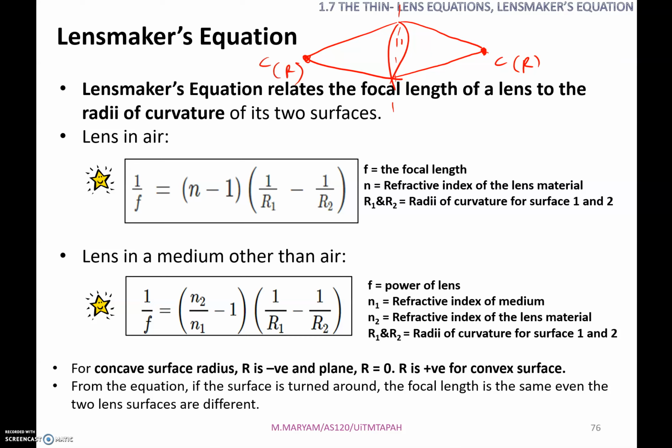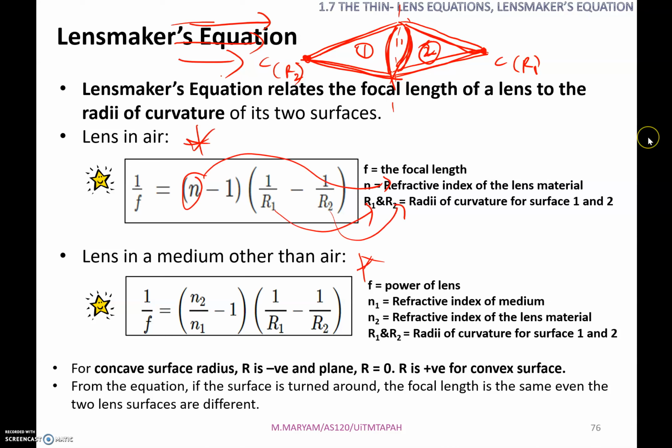So let's say the light passes through from the left and it hits the first surface here, this will be my R1, inner side of the lens. That will be the center of curvature. But if the light hits the second surface, which is this part here, the center of curvature will be on the inner side, which is this part. So this will be my R2. Now remember, this is the back of the lens, whereas this is the front of the lens.